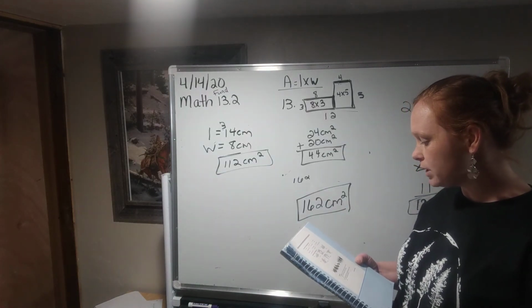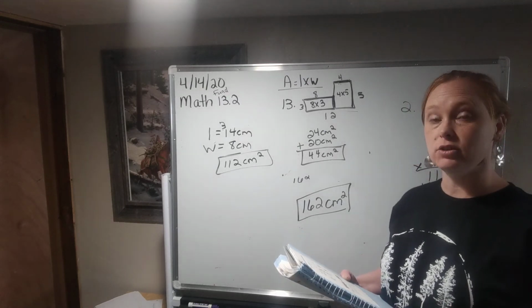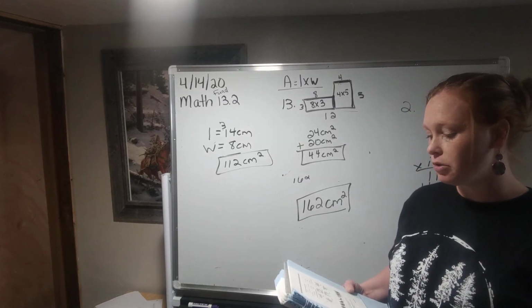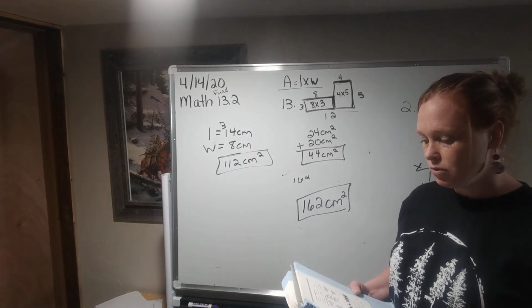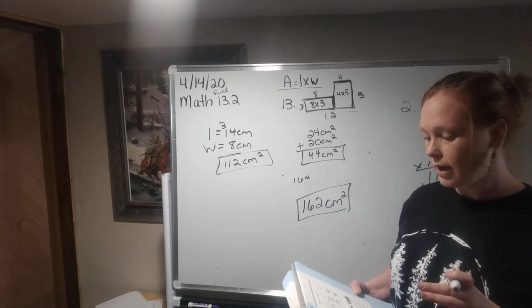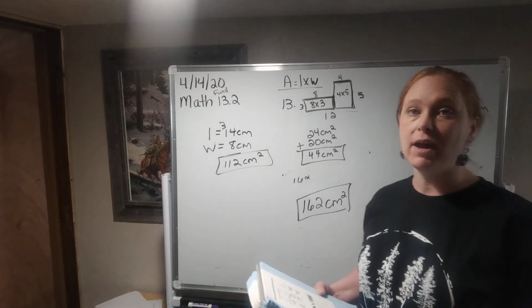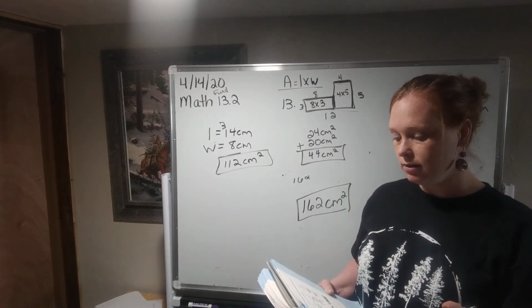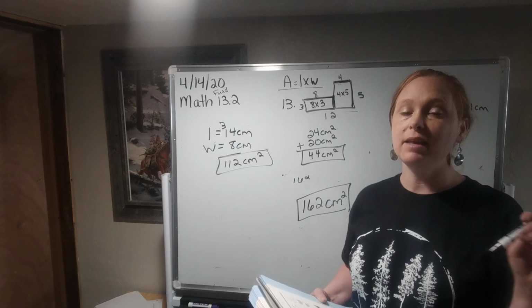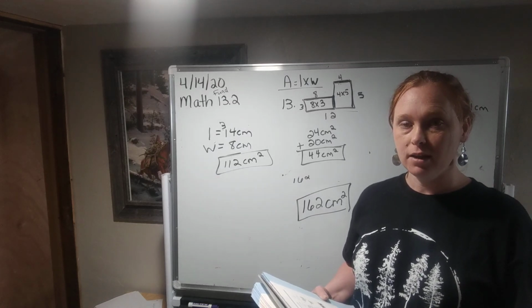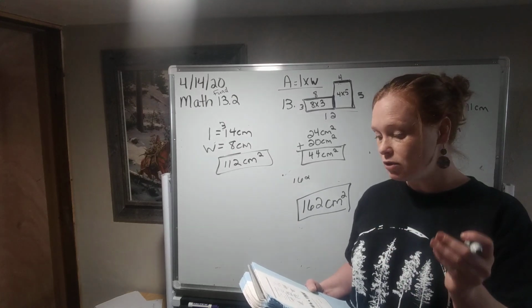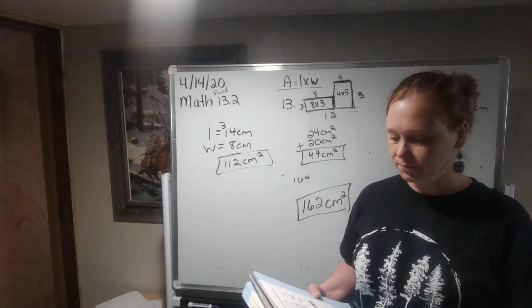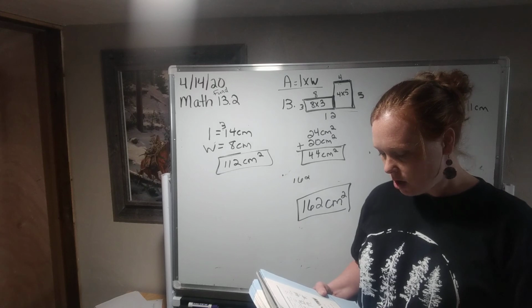So on number 14, that's a challenge. And I'm going to kind of talk you through it, but I'm not going to do the work for you. So it says it wants the shaded region. Well, how do we do that when there's a white square in the middle? Well, we find the area of the gray square. Then we find the area of the white square and we subtract. So take the area of the gray square and subtract the area of the white square. Okay, so that should get you started on that one.